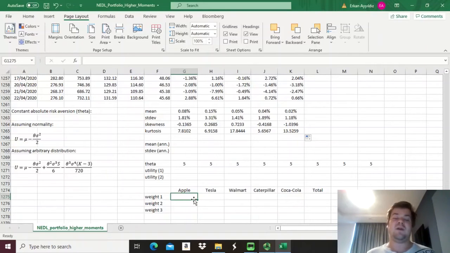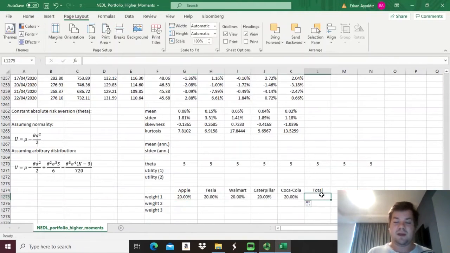So in our case, as we have 5 stocks, we will dedicate 20% of our investable wealth towards each of them. So 20% in Apple, 20% in Tesla, Walmart, Caterpillar, and Coca-Cola. And if we sum those up, we see that indeed we have allocated all 100% of our capital. That is a very important constraint, a very important criterion that needs to be satisfied in portfolio management, because, well, we want to allocate all of our capital into something that would make money for us, but we can't get free money from anywhere else.